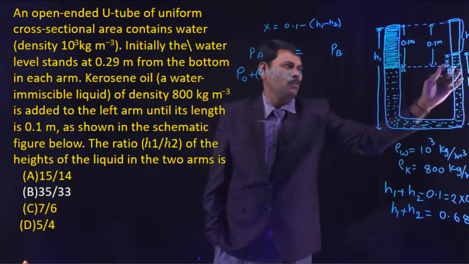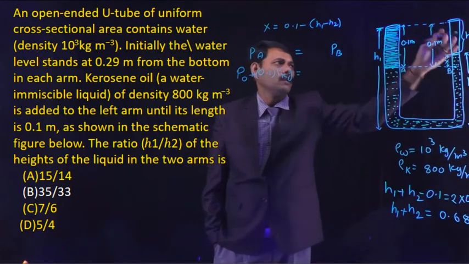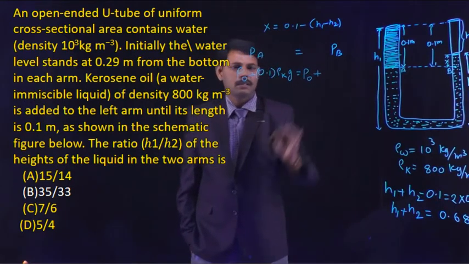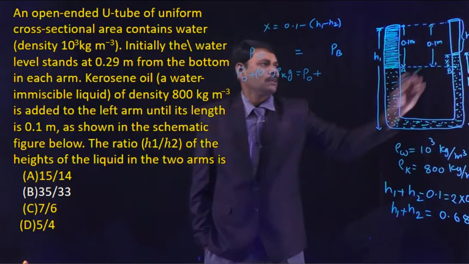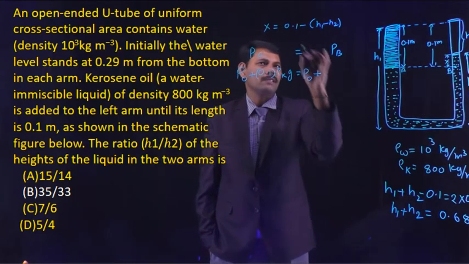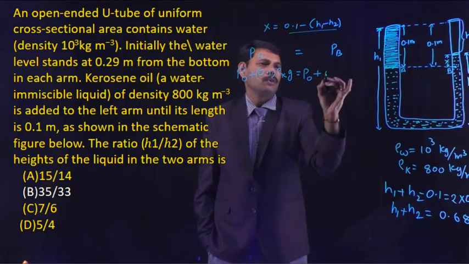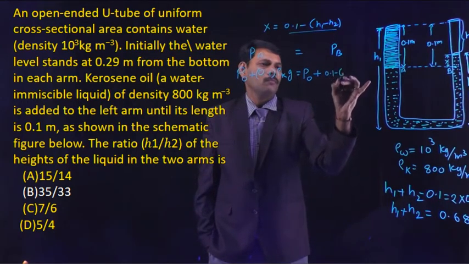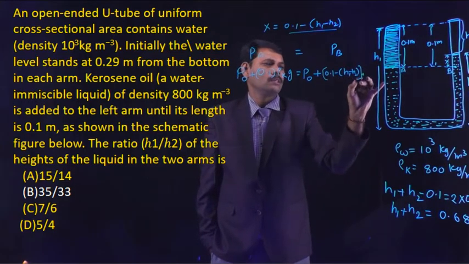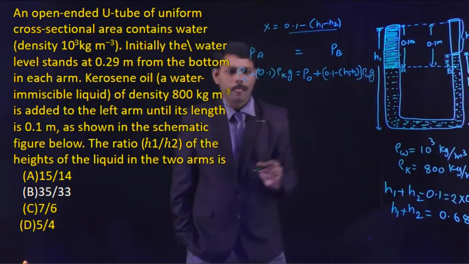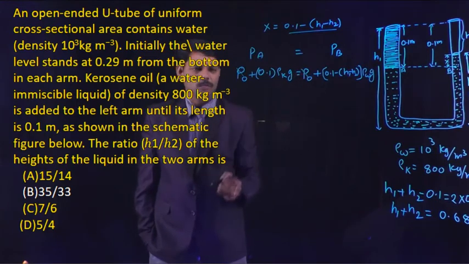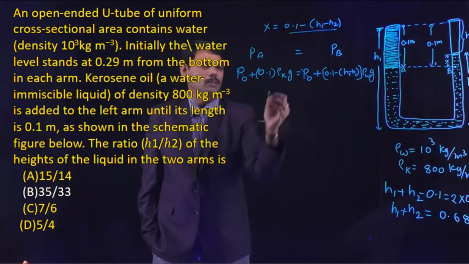Pressure at B at this point is equal to, up to this level, atmospheric pressure P0 acting, plus the water column pressure. The water column is X, and X is equal to this: 0.1 minus (H1 minus H2) into density of water into g. Here on both sides, P0 gets cancelled, the atmospheric pressures.